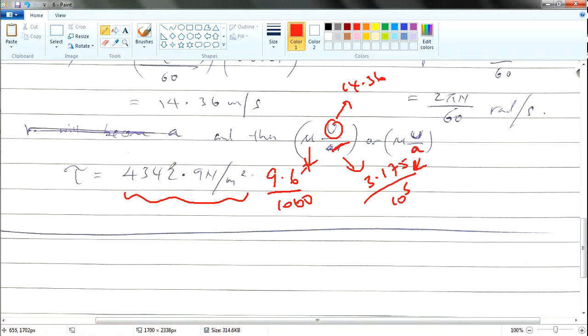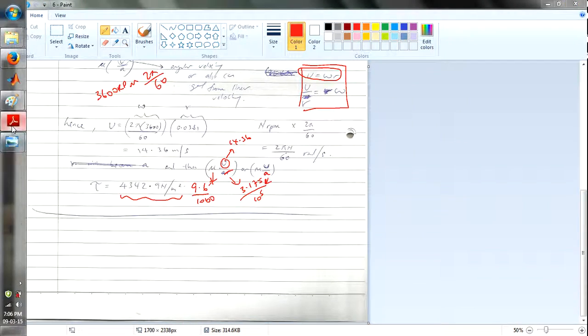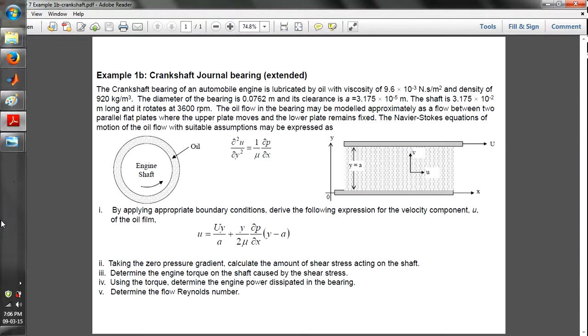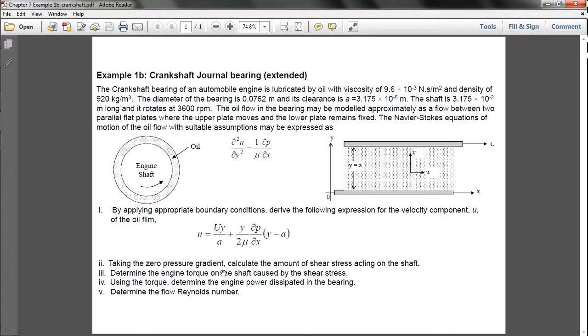So this is the shear stress of that thing over here. We calculated our shear stress, and I've reached 30 minutes. So I'll calculate the other 3 items in the next video. I'll see you there. Bye bye.